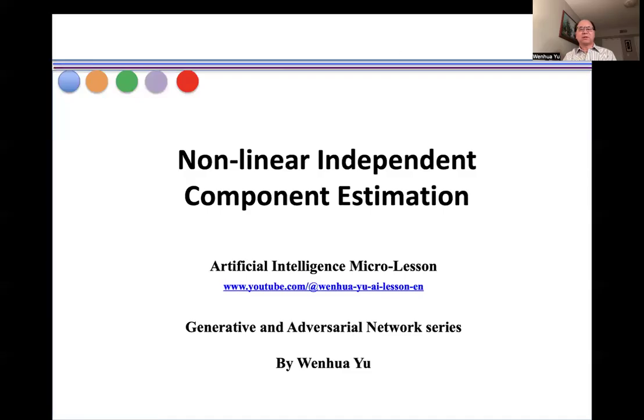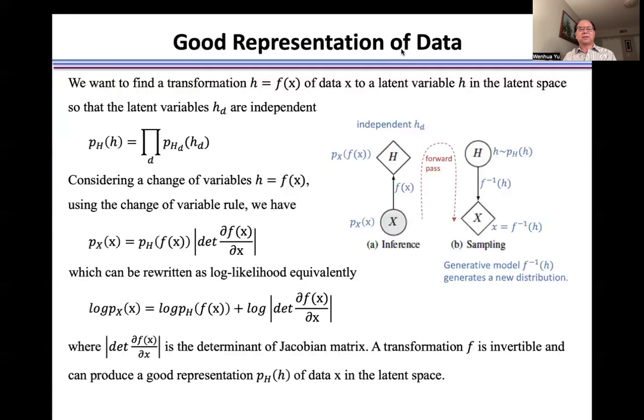In this video, I introduce nonlinear independent component estimation. We want to find a transformation f(x) of data x to a latent variable h in the latent space so that the latent variables h_d are independent. By using the chain rule, we can express the joint probability of h as a product of independent probabilities of h_d.